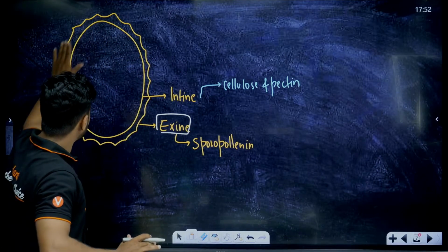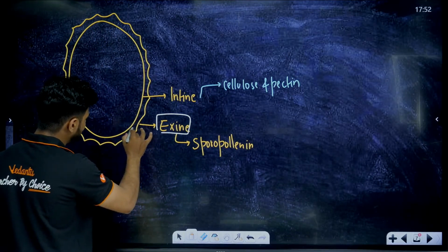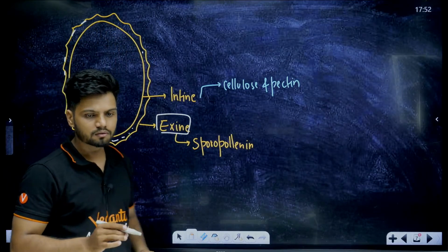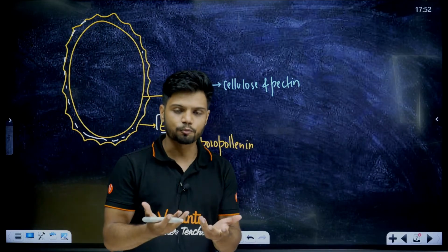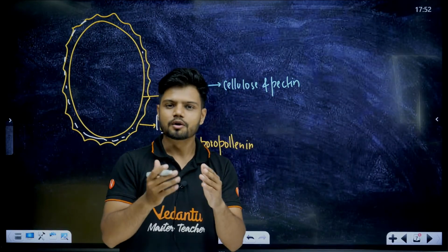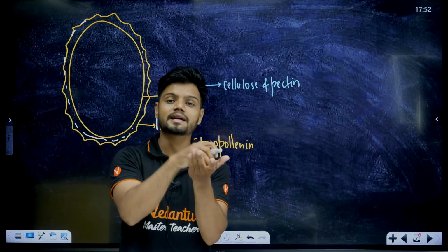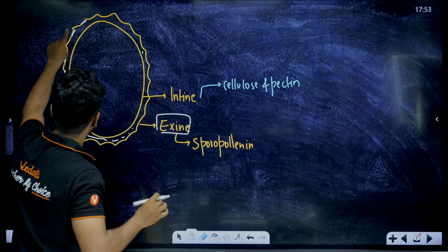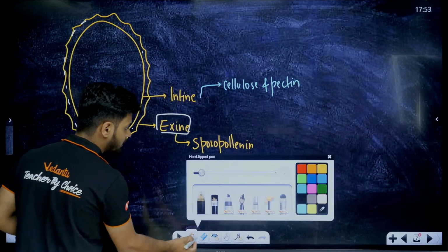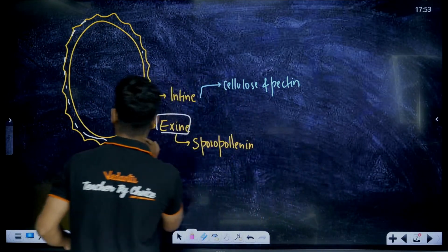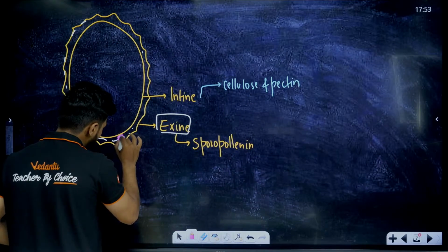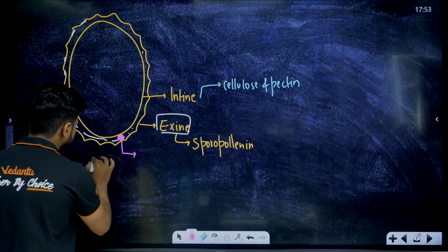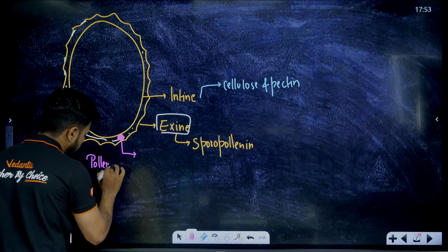If you look at your outer covering, do you think the sporopollenin will be there throughout the exine? Obviously not. If the sporopollenin was there throughout the exine, how will the cell which is present on the inside even come out? So if you look closely at the structure of your entire pollen grain, there are certain minute gaps in the exine of your pollen grain.